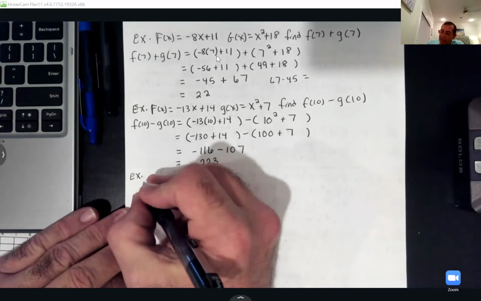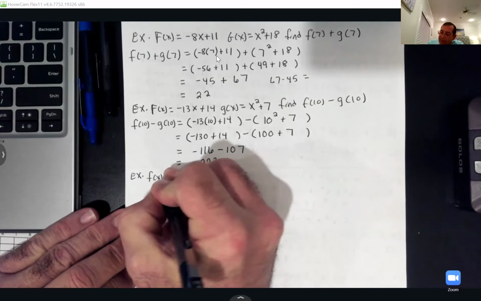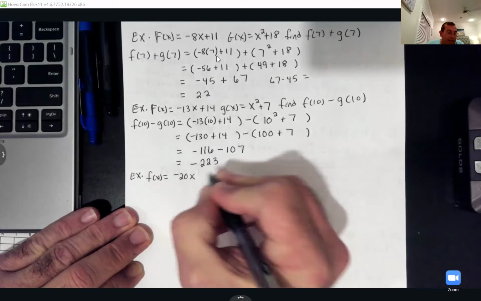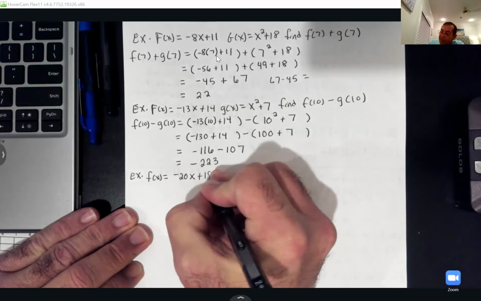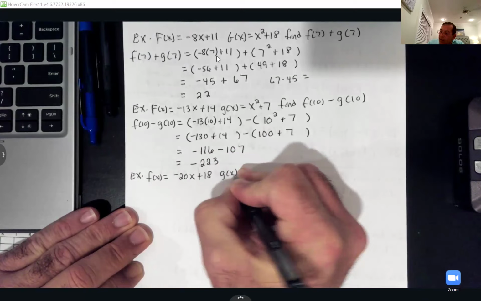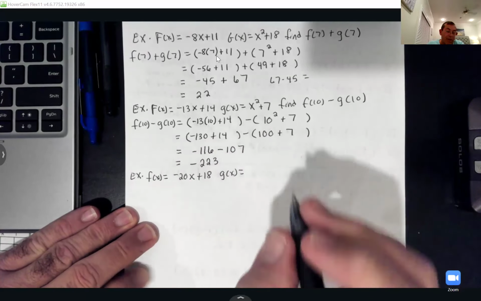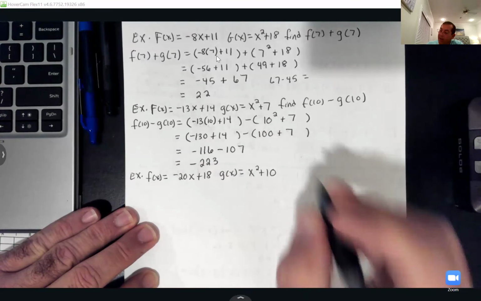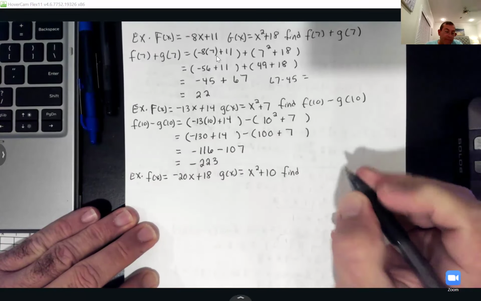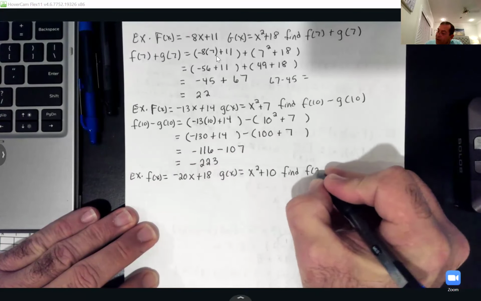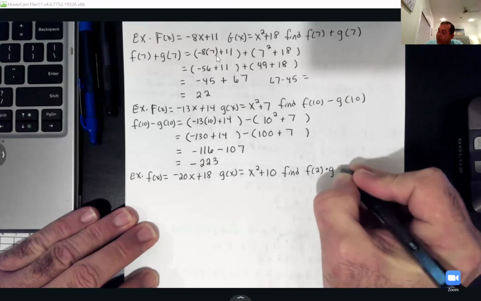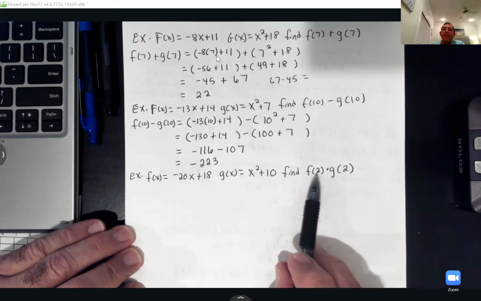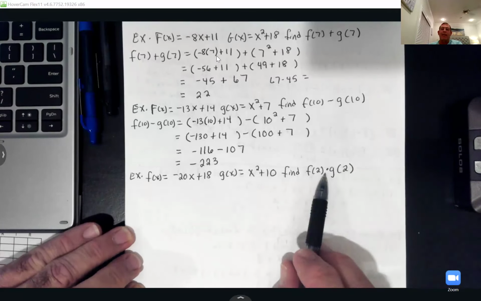All righty, y'all. So here we go. f of x is equal to negative 20x plus 18. g of x is going to be x squared plus 10. We're going to find f of 2 times g of 2. So once again, they could have said f times g of 2 since they both got the same number going in.